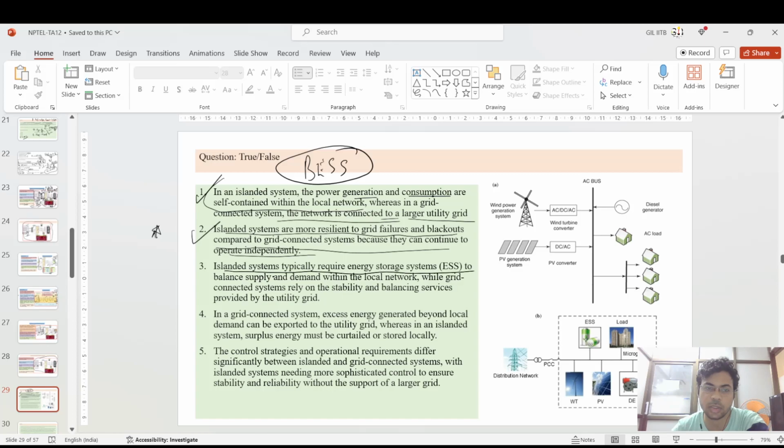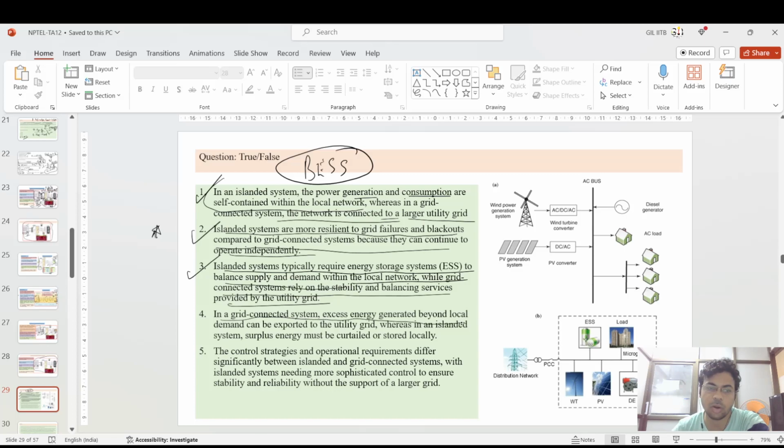In the third statement, you can see that islanded systems typically require an energy storage system to balance supply and demand within the local network, while the grid connected system relies on the stability and balancing services provided by the utility grid. That is true, because in the islanded situation, if the generation is low, then you need a certain backup because it is not connected to the grid. So you need a certain backup to supply the extra demand.